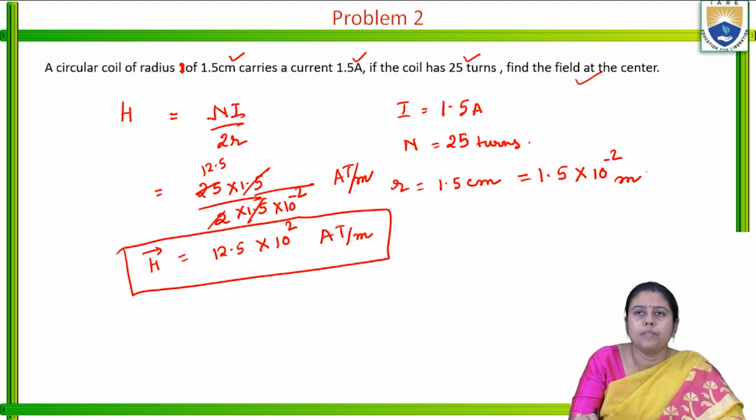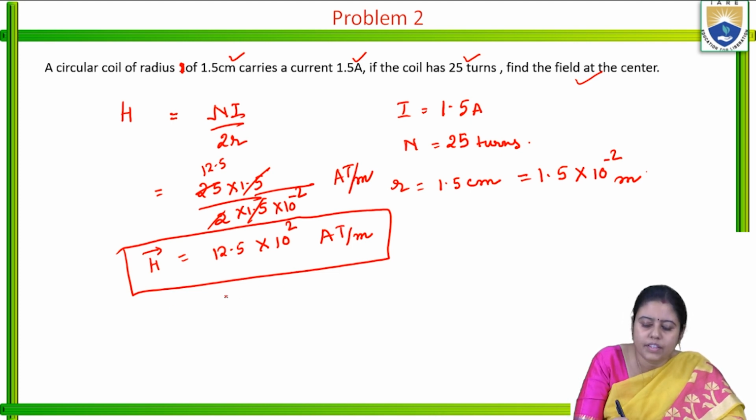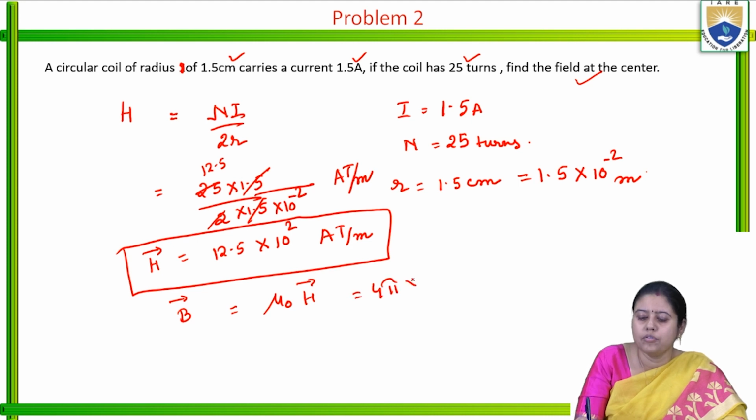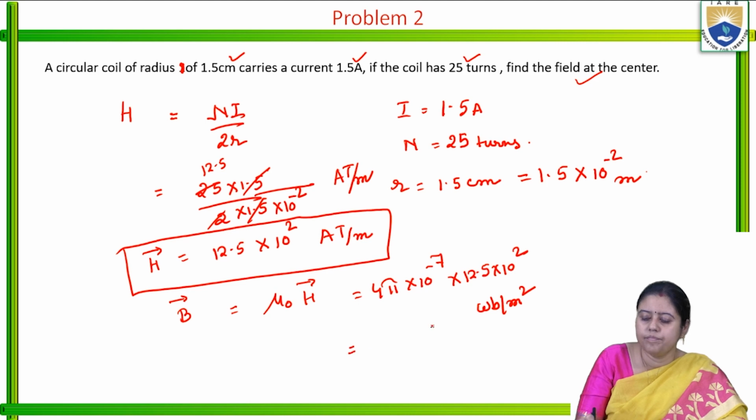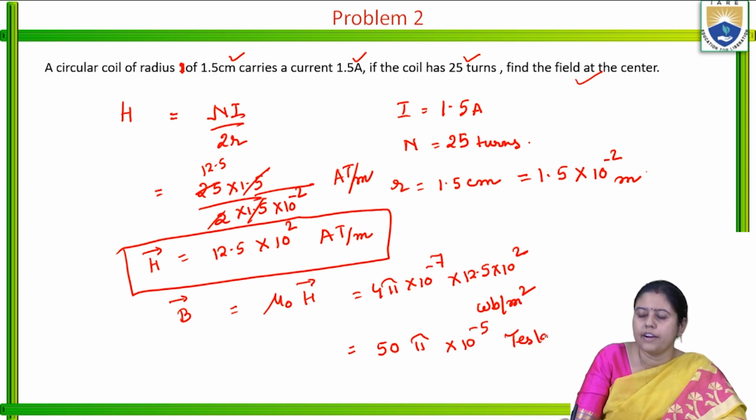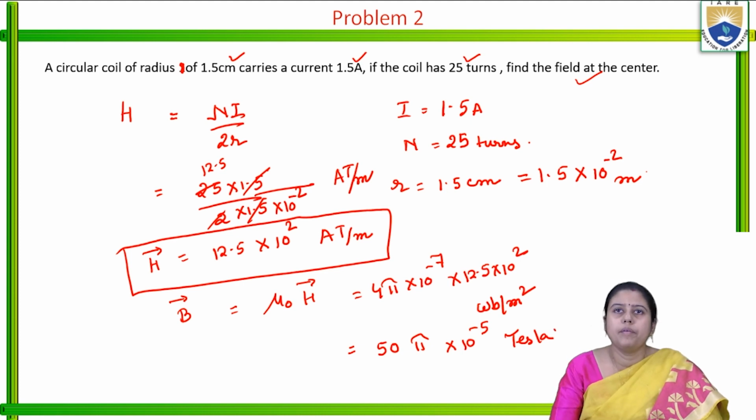If we get the value of H, we can get the value of B. B is equal to mu naught into H. Mu naught is equal to 4 pi into 10 to the power minus 7 into 12.5 into 10 square, and the unit is Weber per meter square. So it comes to 50 pi into 10 to the power minus 5 Weber per meter square. We can write it as Tesla. So this is our problem number 2.